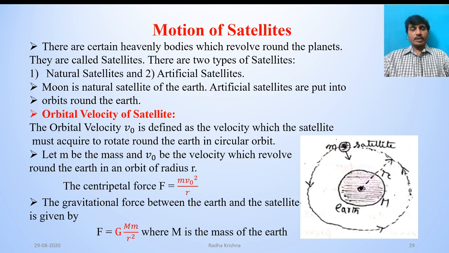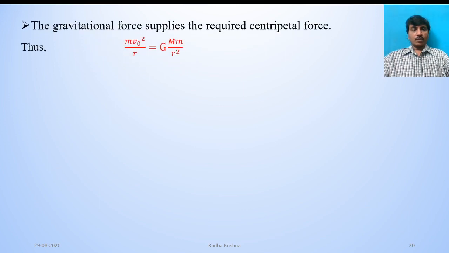The necessary centripetal force can be obtained by gravitational force of attraction between Earth and satellite. Therefore, m v0 square by r is equal to G into capital M into small m by r square. On solving, we get v0 is equal to square root of capital G into capital M by small r, where capital G is universal gravitation constant, capital M is mass of the Earth, and r is radius of the orbit of the satellite.